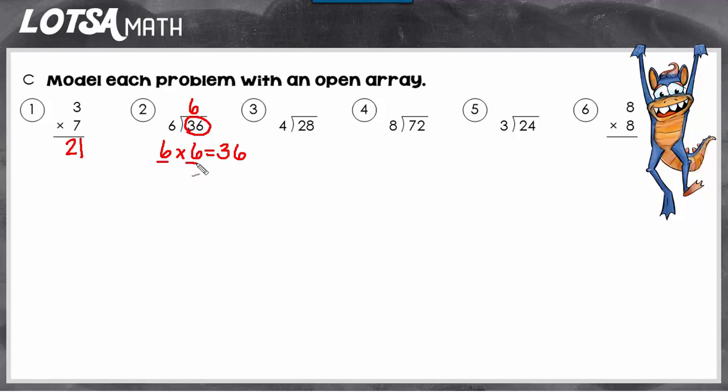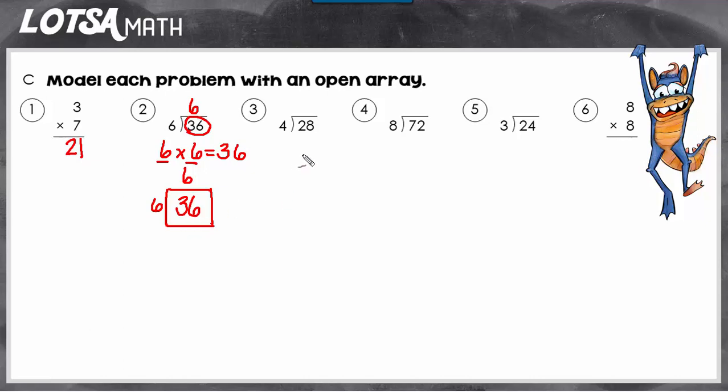Another thing to notice about this problem is that 6 and 6 are the same number. So when you create an array for this, it's going to be a perfect square because the length is going to be exactly the same as the width. Inside of the array, you're going to label the product, the total number. You're going to label the product or the dividend.